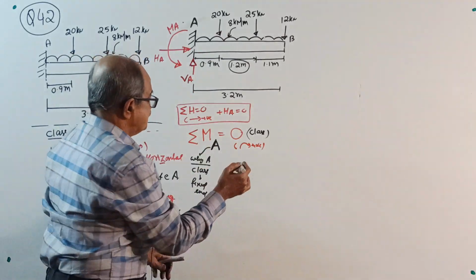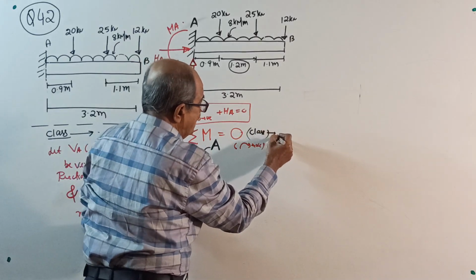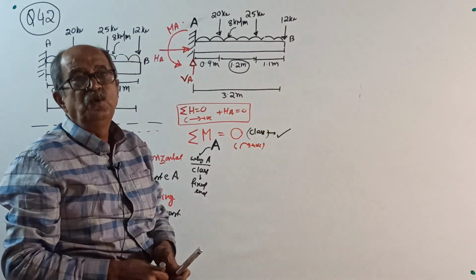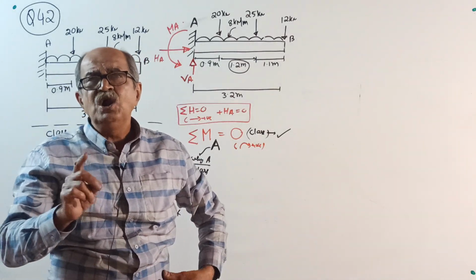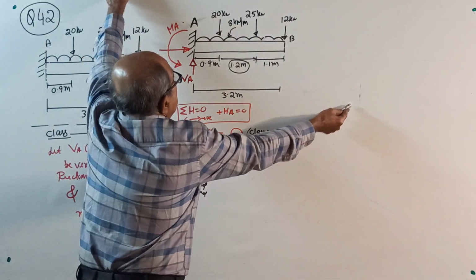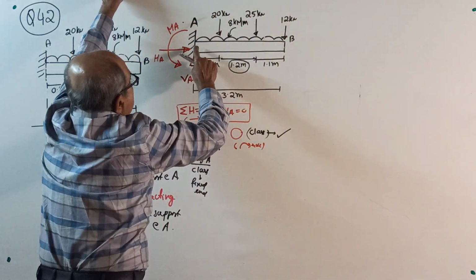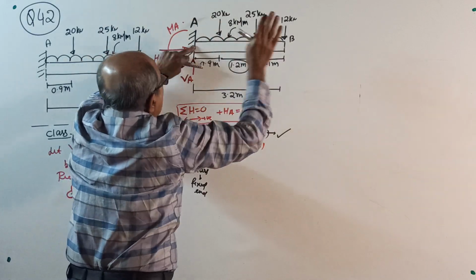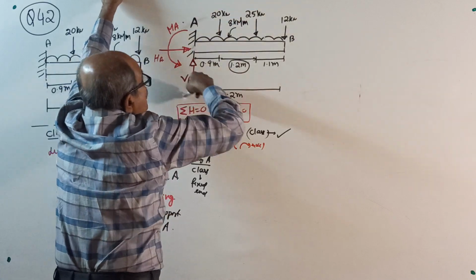But again, class, one more class note. When you apply the equilibrium condition, it is not one side. You have to see the complete beam. If you stand at A, you have to look at the right side and also the left side. Or see here, the full system you have to see.